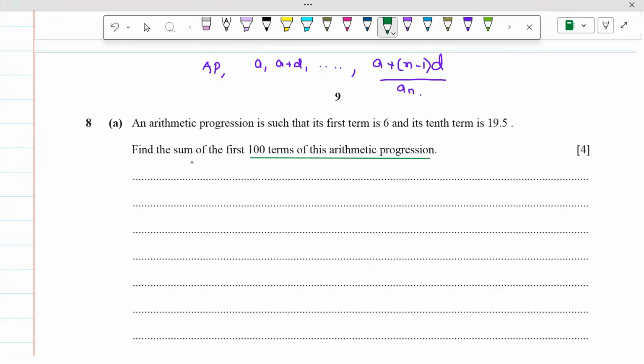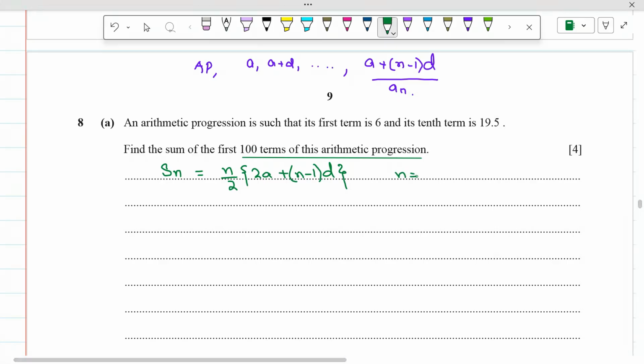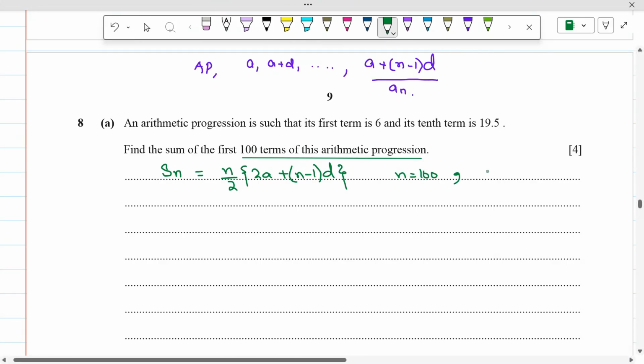And we know that the sum formula for the arithmetic progression is equal to n over 2, in brackets 2a plus (n minus 1) times d. So in this case we need to find the sum of the first 100 terms of the arithmetic progression. So n is equal to 100 and the first term is given, which is equal to 6. We need to find the value of d.